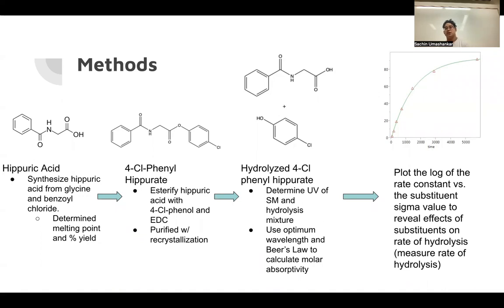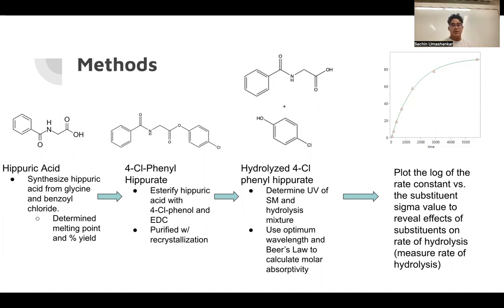In the second part of the experiment, we esterified hippuric acid using 4-Cl phenol and EDC. Our substituent was chlorine. Other groups had different substituents, so we were doing this to see how the different substituents would affect it. We used the EDC to dehydrate the hippuric acid, which then reacted with the alcohol, the 4-Cl phenol. Eventually we purified this through recrystallization.